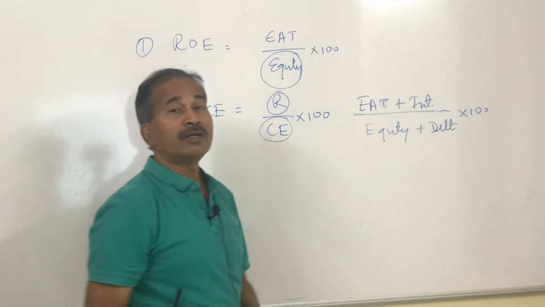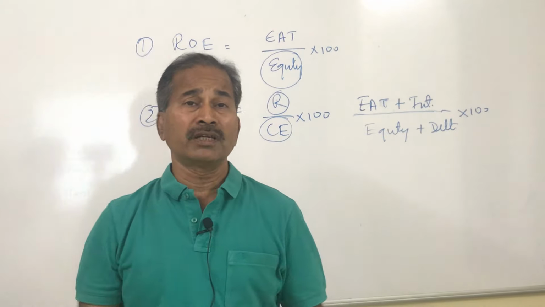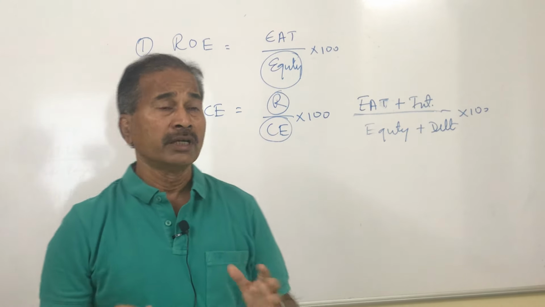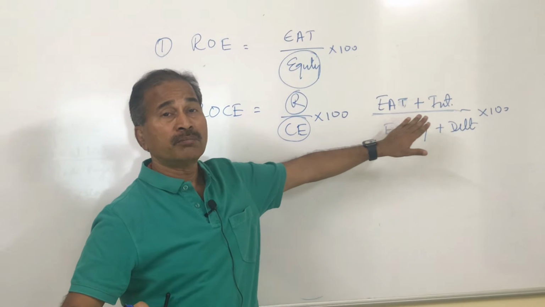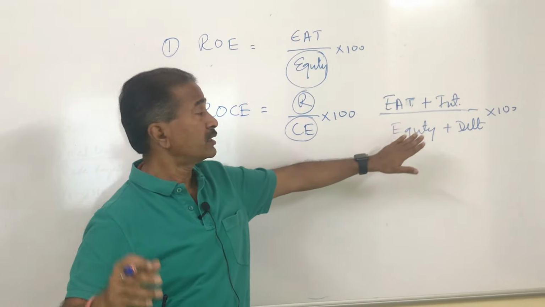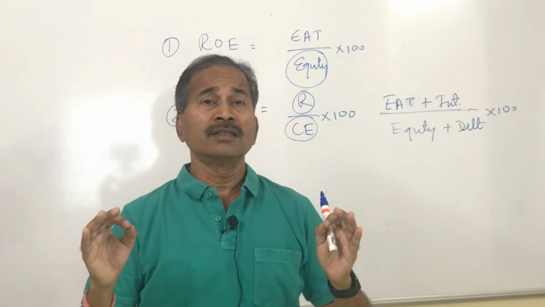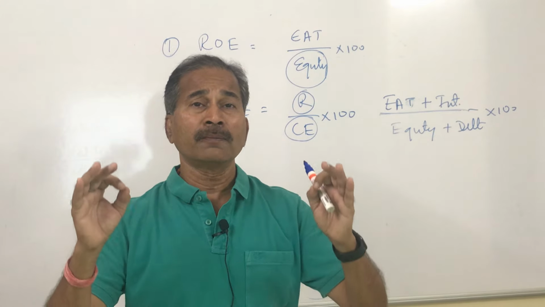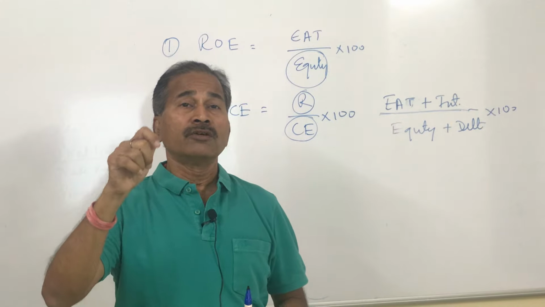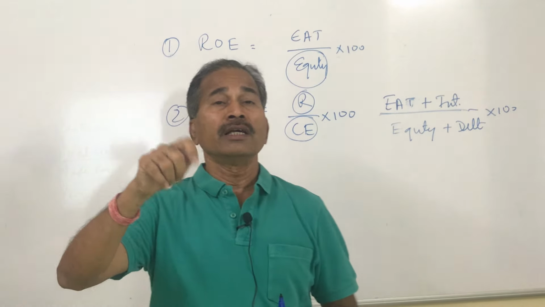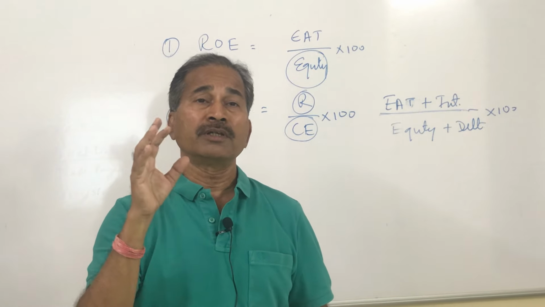So how do we calculate return on capital employed, friends? I am sure you will never make the mistake of calculating it wrongly. And this is very simple: earning after tax plus interest on the long-term debt, divided by equity plus long-term debt put together, into 100, and this is your return on capital employed. So these are the two ratios that you will calculate from the perspective of evaluating a business's profitability from the perspective of capital providers.